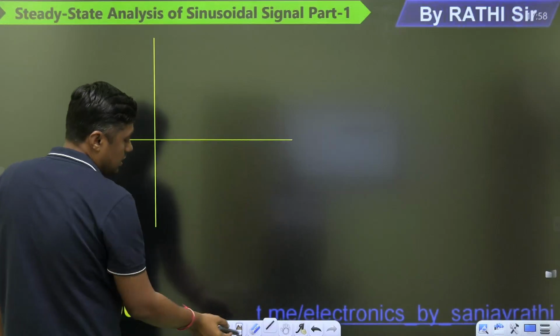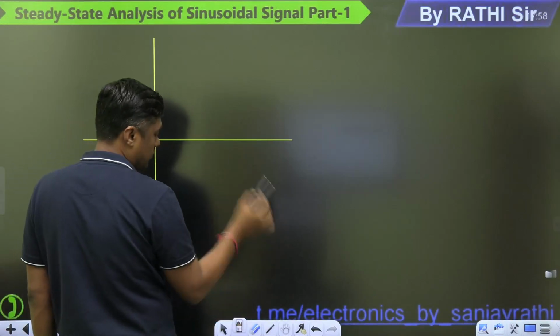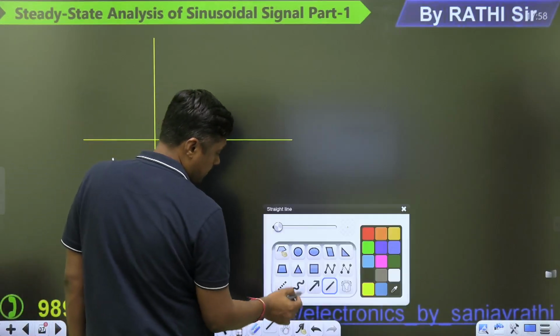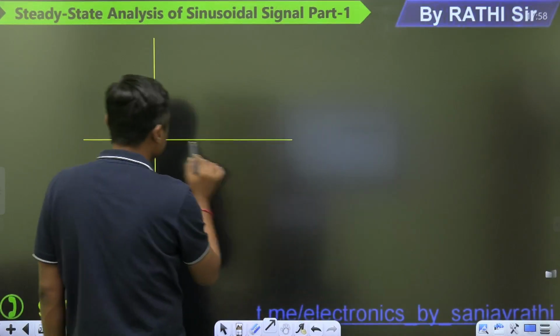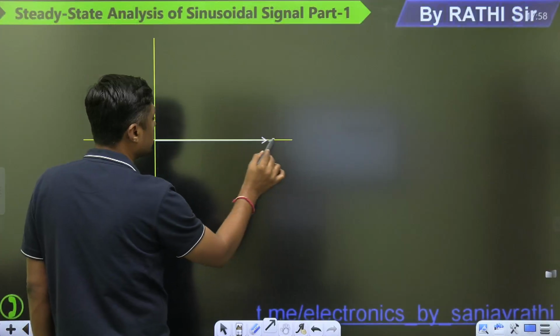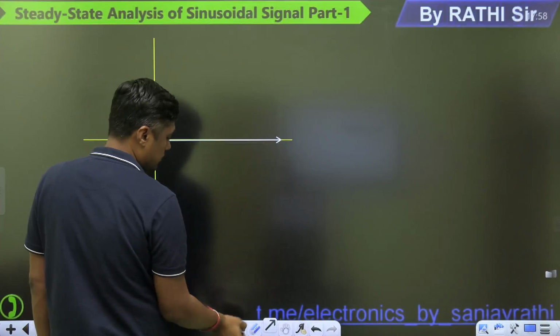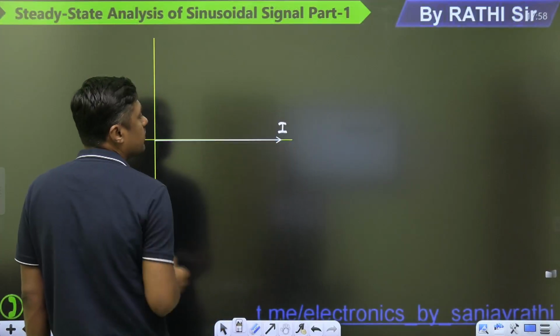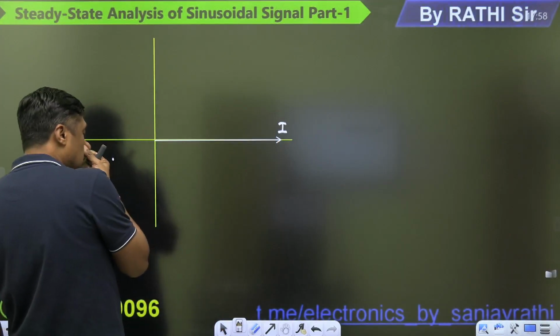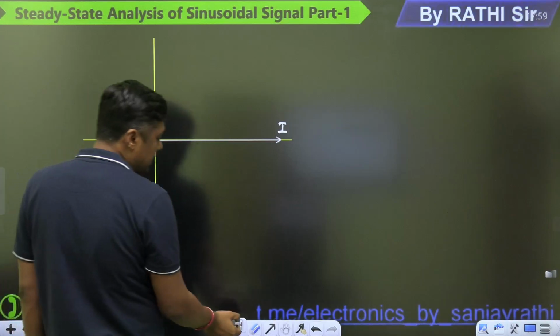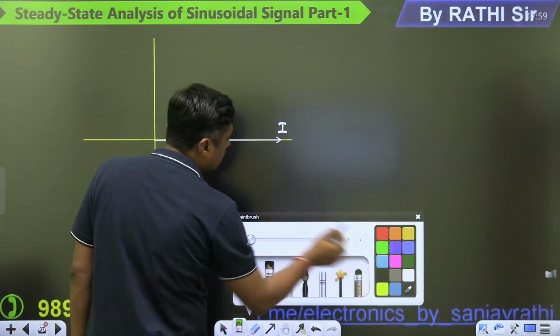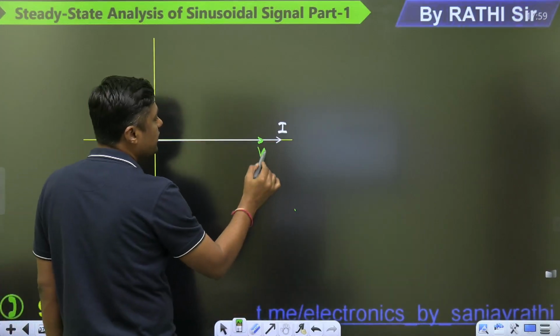Now this is I. On the x-axis I am taking I. So what about VR? VR is in the same phase as I. This is the VR in the same phase.